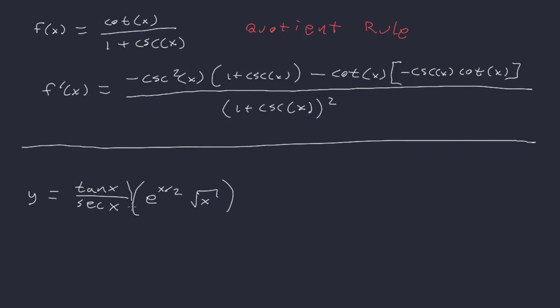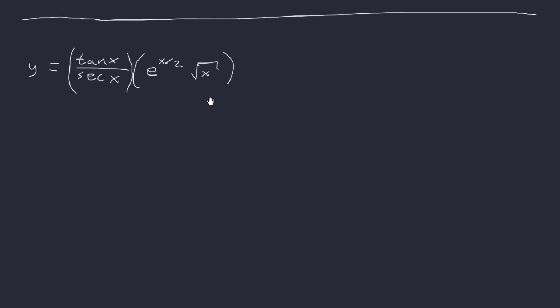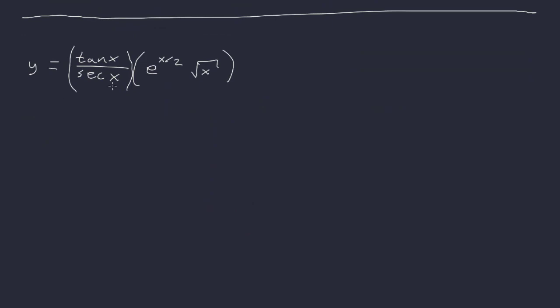All right, so for our next example here, let's look at the function y equals tangent x over secant x times e to the x over 2 times the square root of x. Now this is a big old product rule. We're going to have a quotient rule in the middle of it, well, really at the beginning. However, what I'm going to do is see if I can simplify this so that maybe I'm not doing a quotient rule within all this product rule stuff.